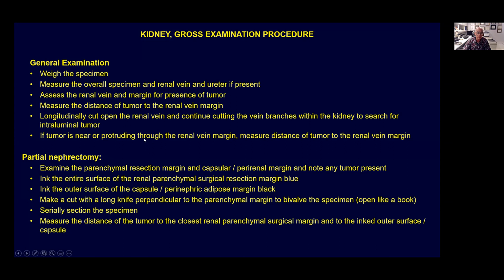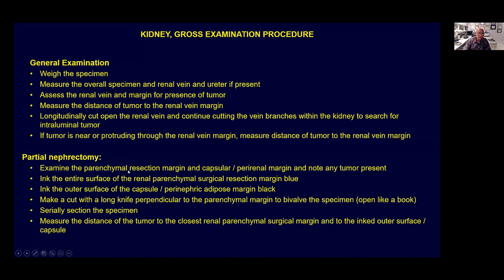Now, if the tumor is protruding through the renal vein margin, it's important to make the difference: if the tumor is just loose with no invasion of the vein wall, or if it is at the margin, or if this thrombus is really invading the vein wall. Also measure the distance of the tumor to the renal vein margin, in case it is not present at the vein margin.